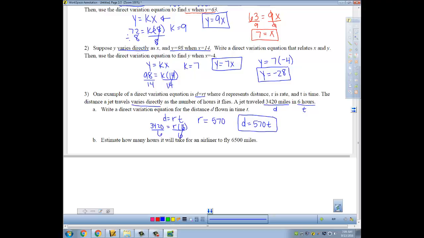Part B, estimate how many hours it will take for an airliner to fly 6,500 miles. So this is my distance. I'm trying to solve for time. So I'm going to plug the distance into the formula I just came up with, and then don't know time. They do this a lot where they have you come up with an equation and then the next step use that equation to solve for something. So divide both sides by 570 and we get time equals, that's about 11.4. So since we're talking about a story problem, it asked for how many hours, so about 11.4 hours.